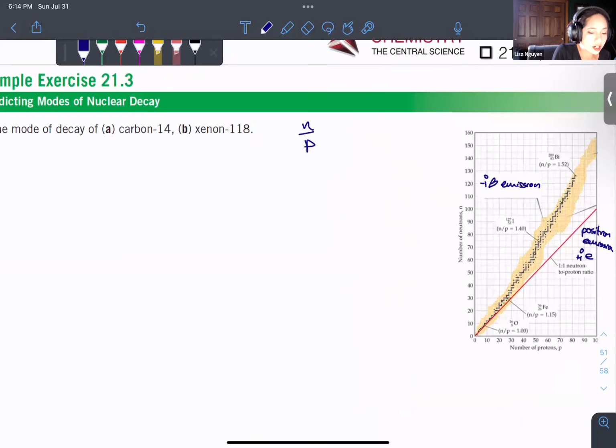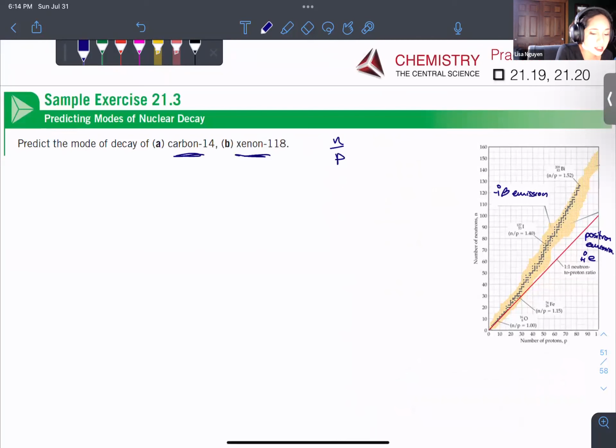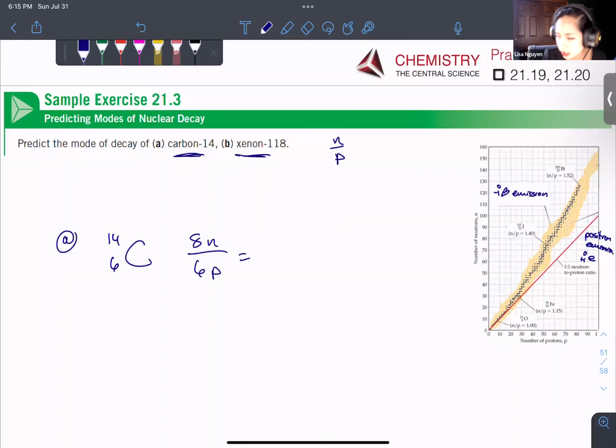So our strategy here, given these different isotopes, is to calculate those neutron to proton ratios. For carbon-14, it's in our best interest to figure out how many protons and neutrons there are. Carbon is element number 6, so there are 6 protons. Based upon the mass number given, there are 8 neutrons and 6 protons. So our ratio is 1.33. Based upon that number, it's way above the belt of stability. It should be close to 1, because it's a pretty light element.